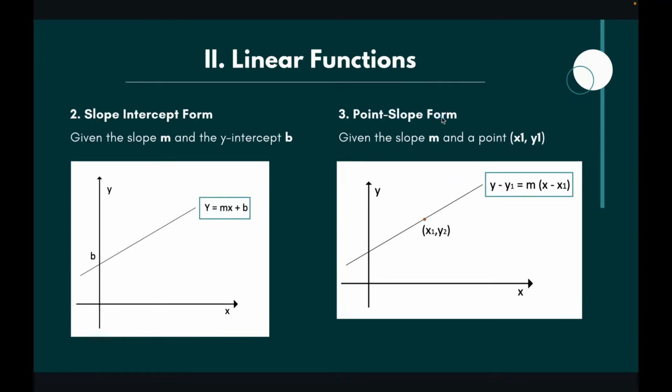Second, we have the point-slope form. Given the slope m of the line and the xy coordinates of a point on the line, here we said x1, y1, we can plug it into the following equation. Y minus y1 equals m times x minus x1. Here x1 and y1 are the coordinates of the point, and m is the slope of the line. You'll notice that if we plug in x1 into x and y1 into y, both sides will equal 0. This makes sure that the point-slope form works for any slope m and any point x1, y1.